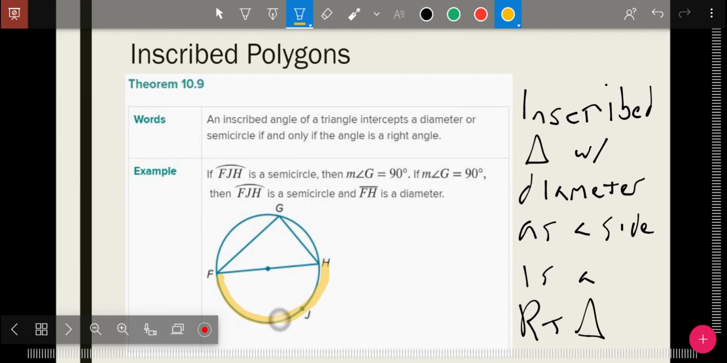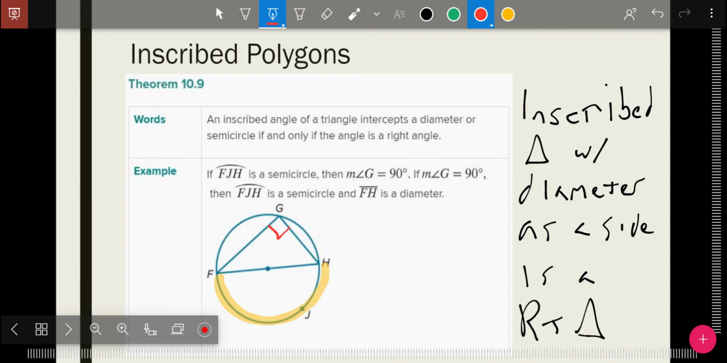Because this one side is a diameter, that means down here that from F to H is 180 degrees. Well, this angle G opens up to that. So angle G is half of 180. So angle G is a right angle. So this is a right triangle. So I know angle G is 90.